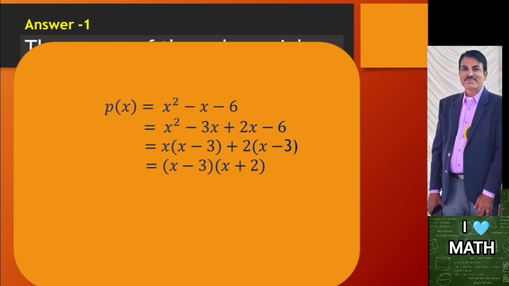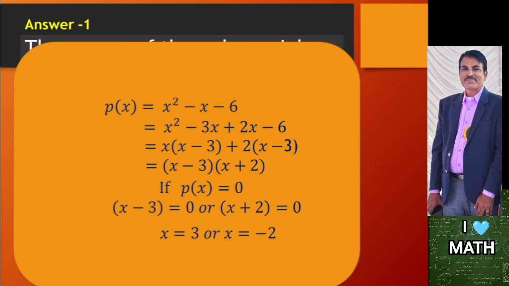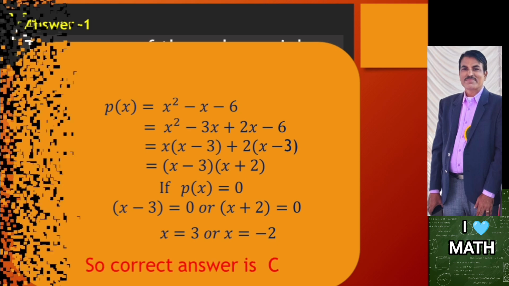So if p of x equal to 0, then each factor can be made equal to 0. Either x minus 3 is 0 or x plus 2 equal to 0. So we get x equal to 3 or x equal to minus 2. These are the two solutions and the correct option is C. Okay, moving on to answer number 2.